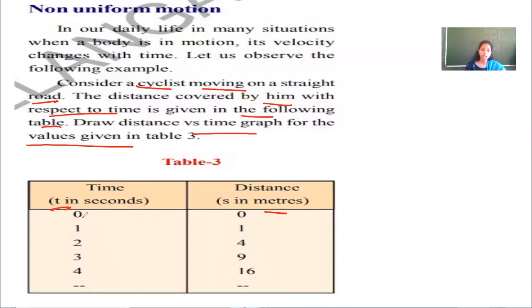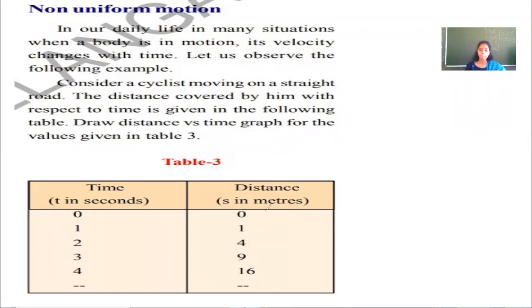See, first of all, at 0 seconds of time, the distance covered by him is 0. And at 1 second of time, the distance covered by him is 1 meter. And in 2 seconds of time, 4 meters. And 3 seconds of time, 9 meters. And in 4 seconds of time, 16 meters.